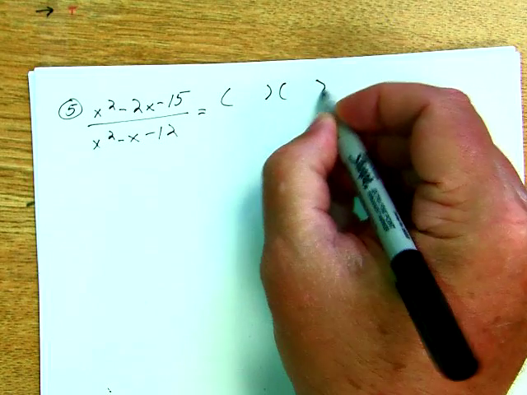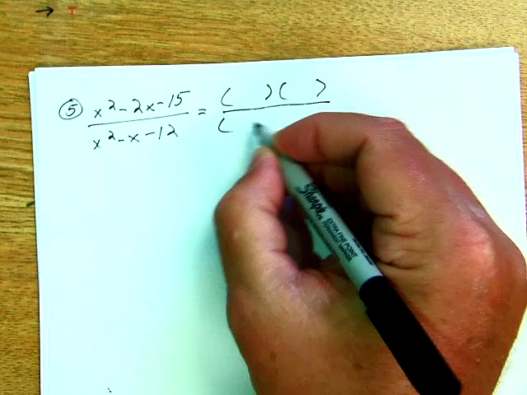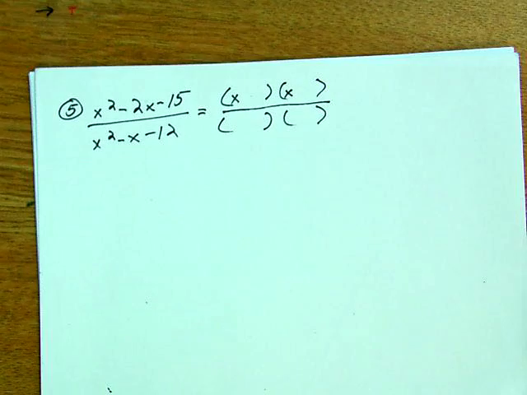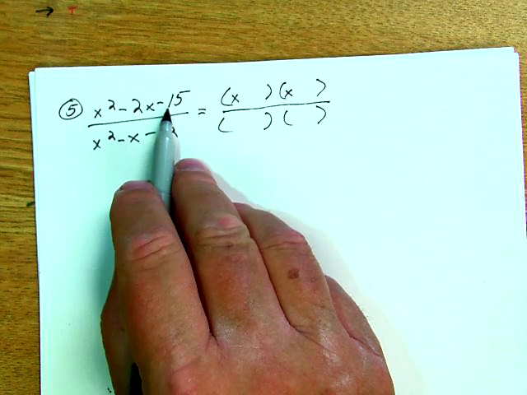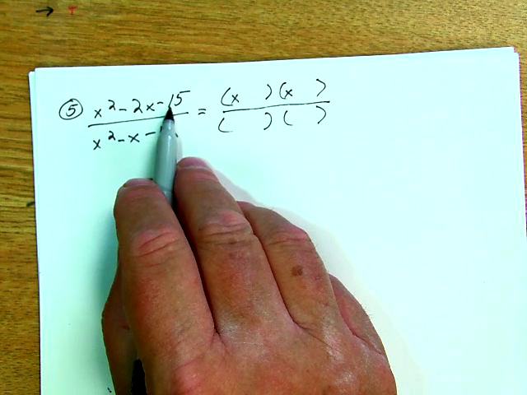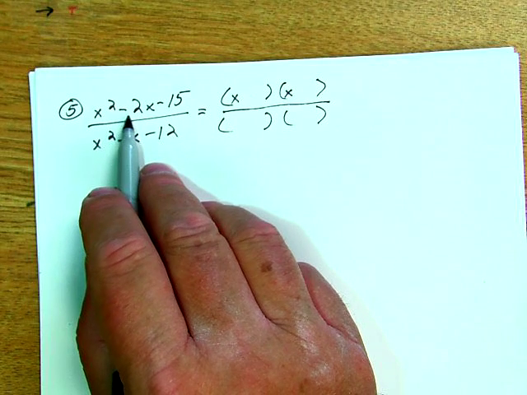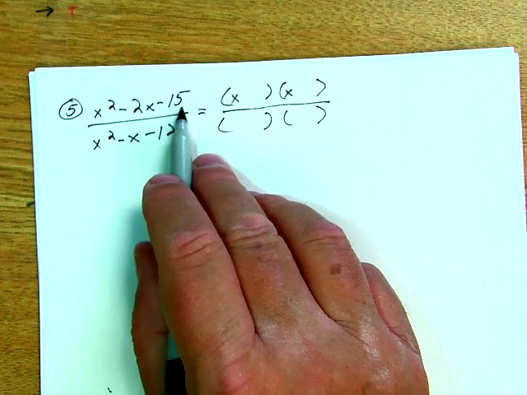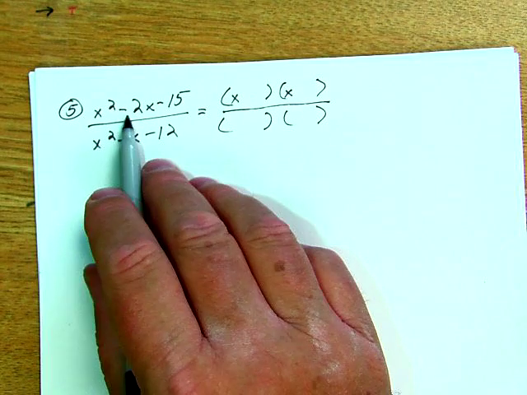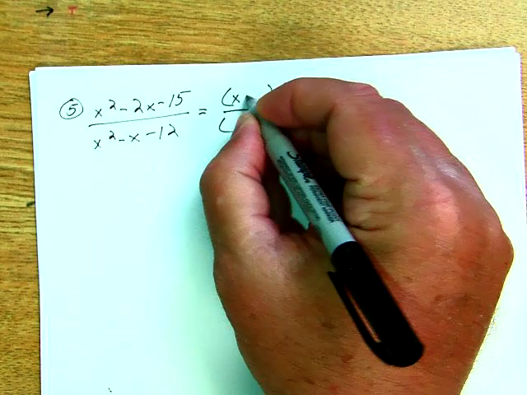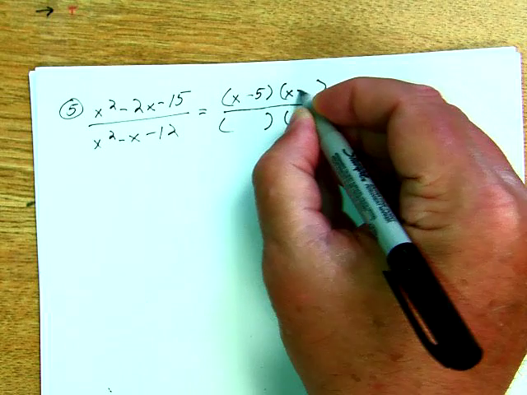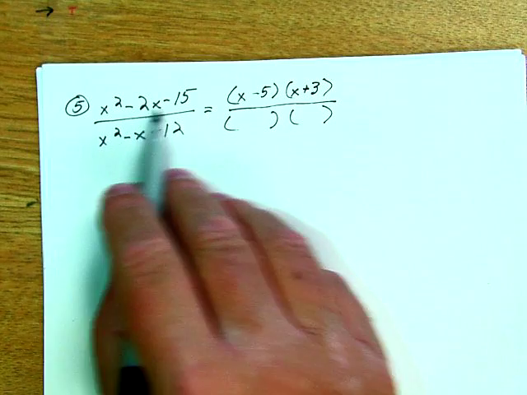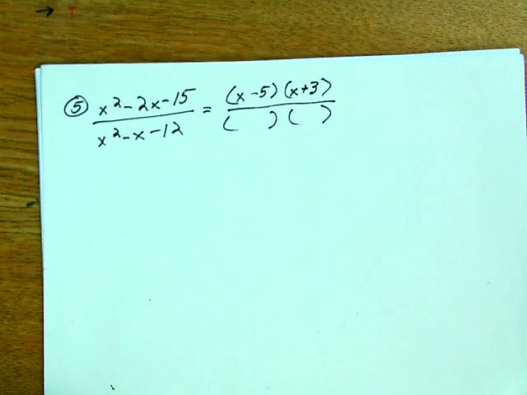We can say x times x and x times x. We're going to factor them both. X times x. Well, what two numbers on the top multiply to get negative 15 and add together to negative 2? Well, let's see. 5 times 3 is 15, so I want a negative 2, so let's go negative 5 and positive 3. And that gives me negative 2x in the middle and negative 15.